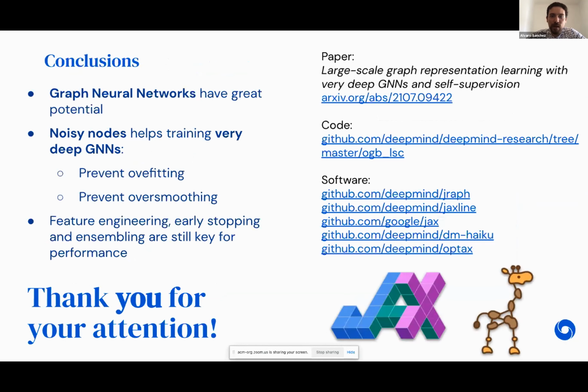So to wrap it up, we believe that graph neural networks have a great potential in scientific applications. And of course, as we get better at training very deep GNNs, using general purpose strategies such as encode, process, decode, and noisy nodes, the impact of these types of models will continue expanding.